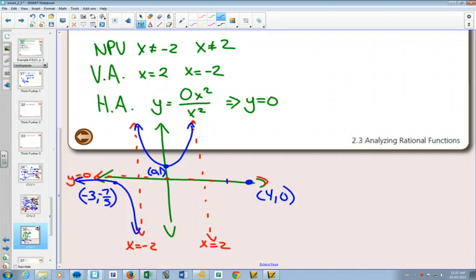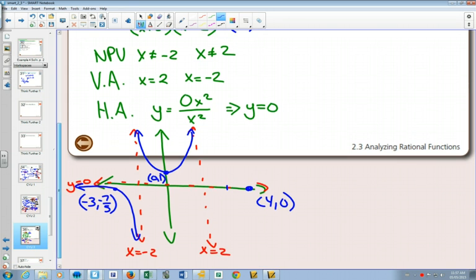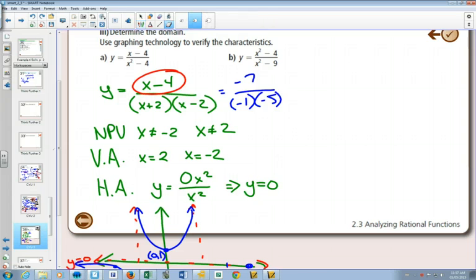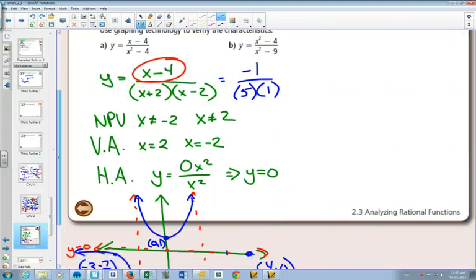And then with 4, 0, I need to find something in this section when x is bigger than 2, and I need to find a value on both sides of x equals 4. So I'm going to plug in 3 first. When I plug in positive 3, I'm going to get negative 1 on top. This is going to be 5. This is going to be 1, so I get negative 1/5.